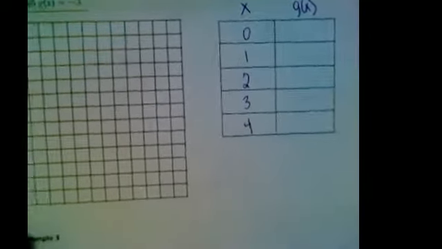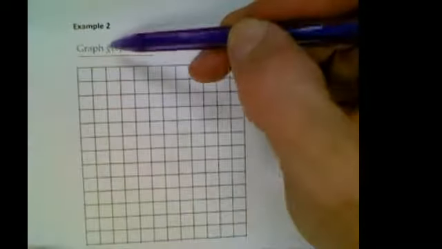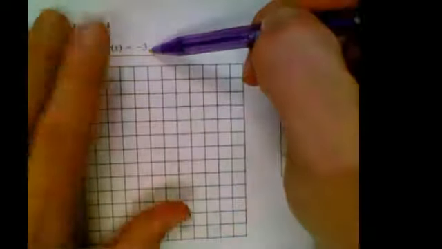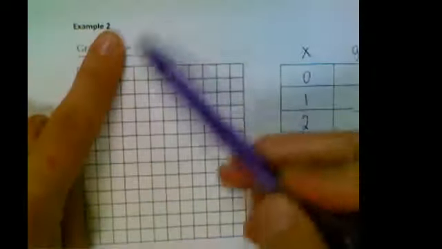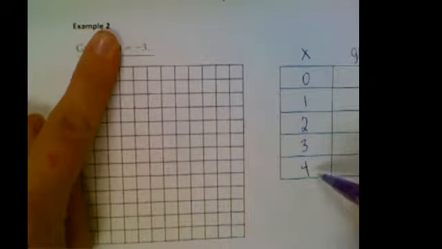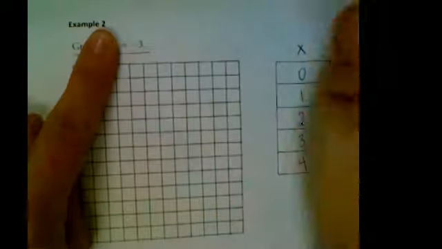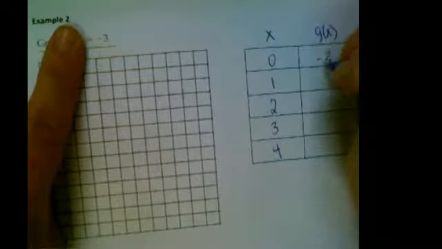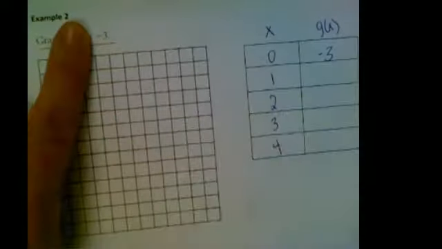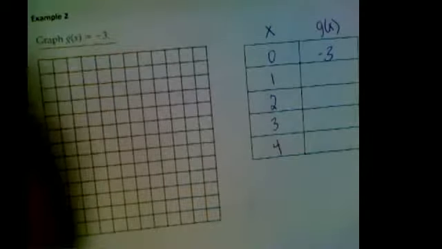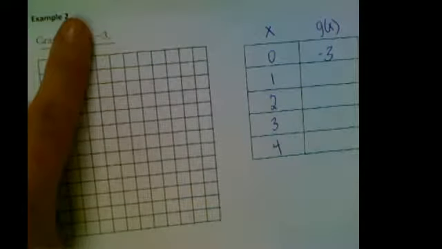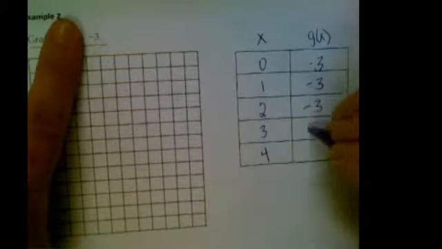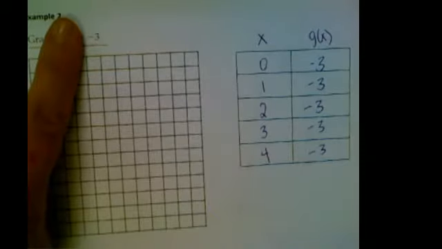Well, my function is that g of x equals -3. So everywhere I see an x in my function, I'm going to plug in this x over here. So if x is 0, g of x is -3. Notice there isn't an x in the actual function. Okay, remember that's just notation. It's not for plugging in. Okay, so it looks like everywhere I plug that in, it's still going to be a -3.